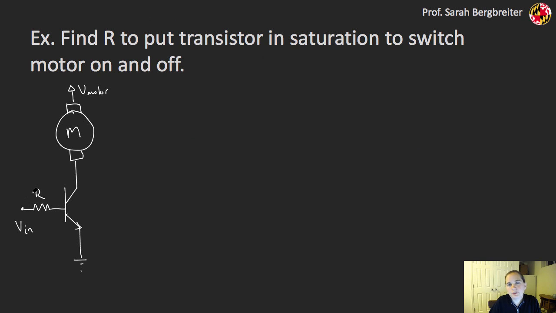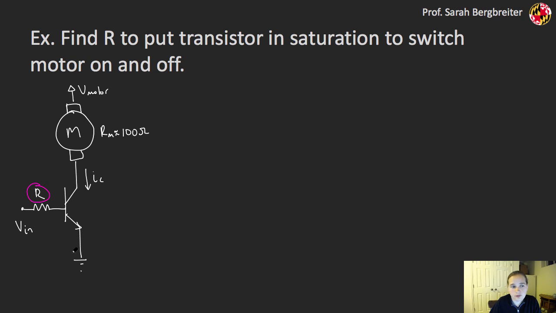Let's do a quick example using a BJT transistor to drive a motor. In this case, my motor resistance, I'm going to say, is pretty high at 100 ohms. And I have an NPN transistor here that I'm trying to switch. That's going to control the collector current and ultimately the motor current, which will control the torque in the motor. I'm interested in finding this resistance right here, what value of resistance I need to put this NPN transistor into saturation in order to switch this motor on and off effectively.